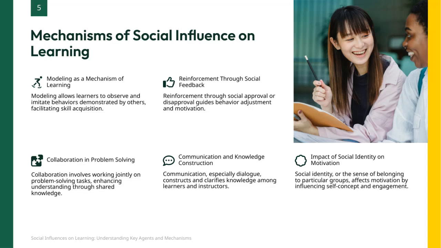When we talk about social influence on learning, several key mechanisms come into play. First, modeling is fundamental. Learners watch others and imitate behaviors, which helps them pick up new skills more effectively. Then, social feedback acts as reinforcement. When learners receive approval or disapproval from others, it motivates them to adjust their behavior accordingly. Collaboration is another crucial element. Working together on problem-solving tasks allows learners to combine their knowledge, deepening their understanding in the process.